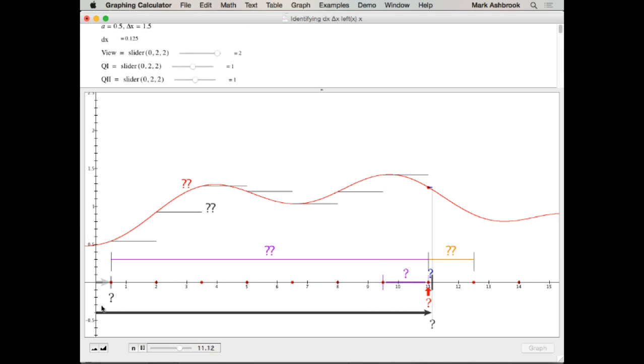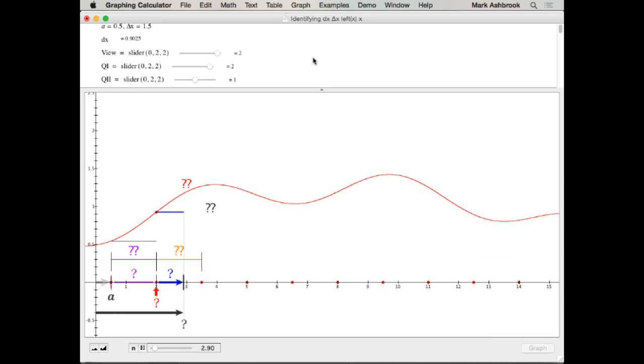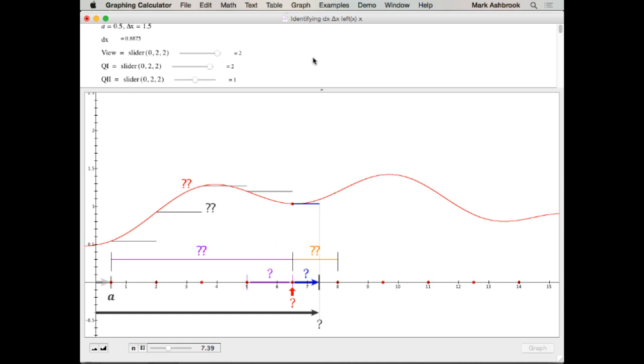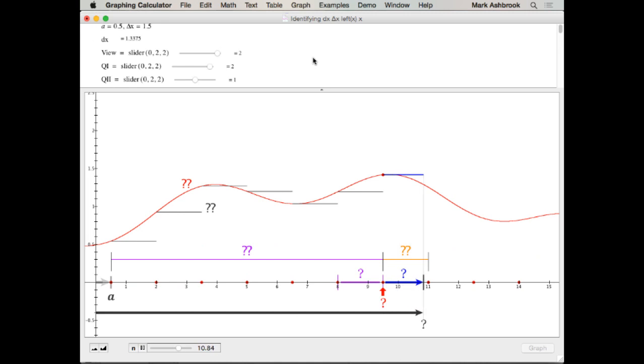Okay, we haven't actually talked about this. This is the value of x equals a. And a is like our starting point and the independent variable for where we're going to start accumulating. So where are we going to start accumulating from? From x equals a, and we'll use that from here on out. But a is where we start accumulating from.